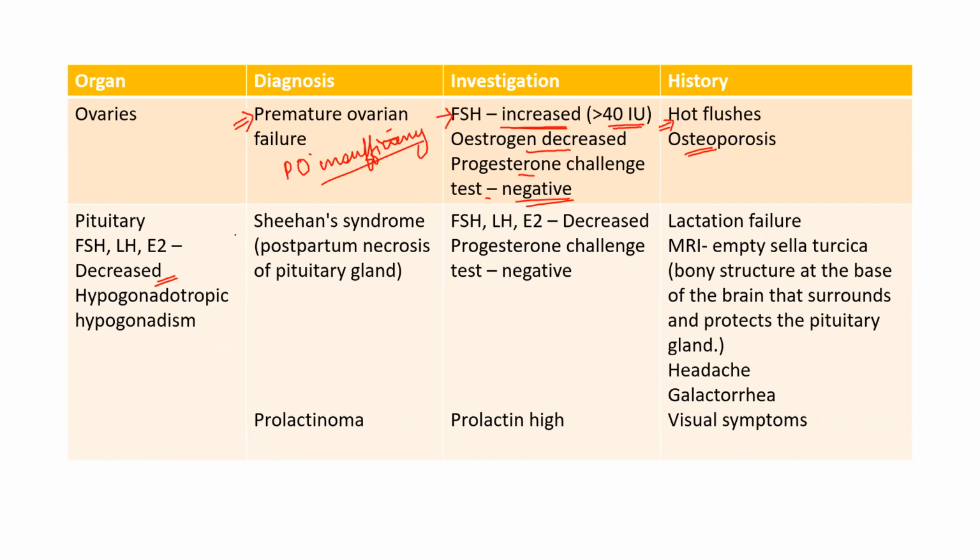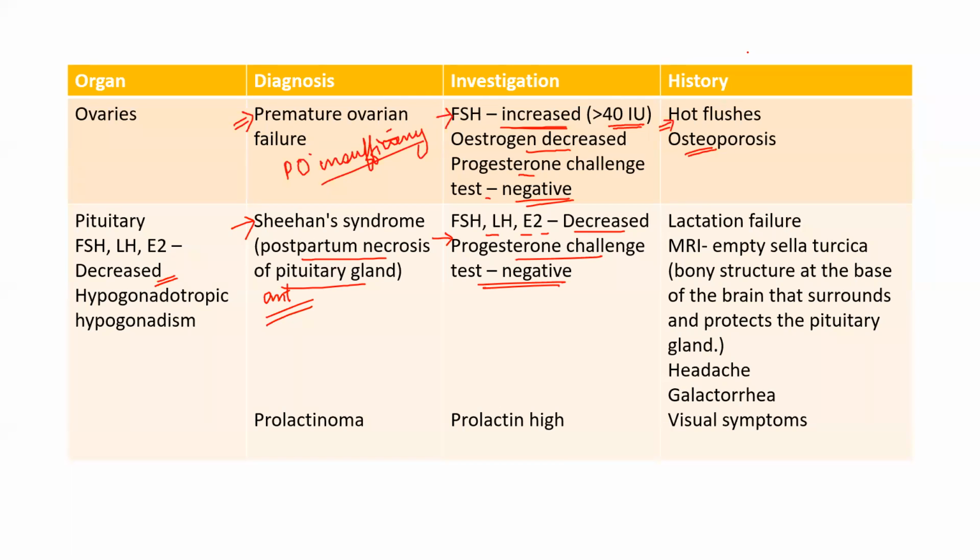Now talking about that, we have Sheehan syndrome. In case of Sheehan syndrome, there will be a postpartum necrosis of the anterior pituitary gland. Okay, anterior part of the pituitary gland, there will be a postpartum necrosis that is taking place. Now the FSH, LH, and the estrogen will be decreased, and the progesterone challenge test will be negative in case of Sheehan syndrome.